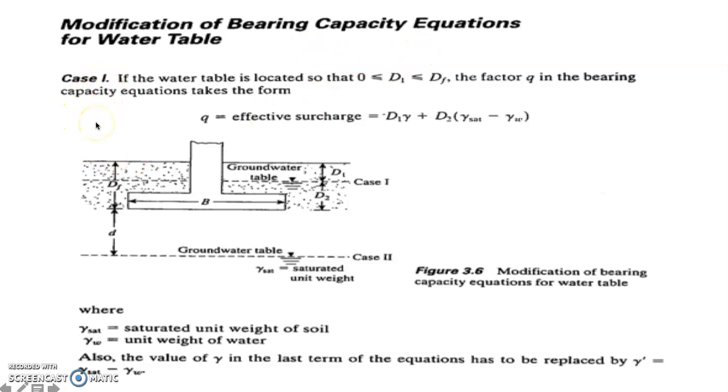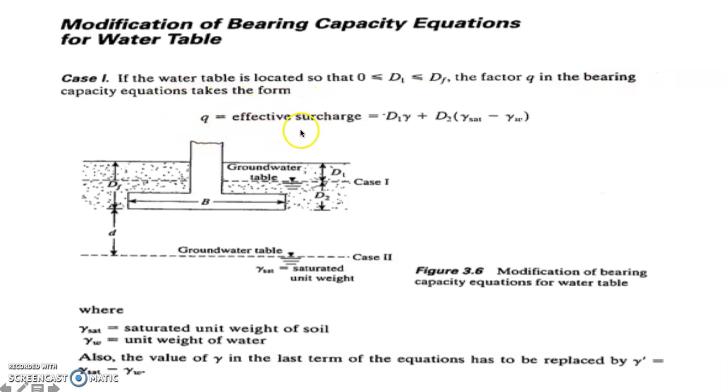So we have 3 cases here. For case 1, our water table is above the base of the foundation. For case 2, the water table is below the base of the foundation. For case 1, if the water table is located so that our D1 is greater than 0 but less than Df, which is the depth of embedment of our foundation, the factor q in the bearing capacity equation takes the form.